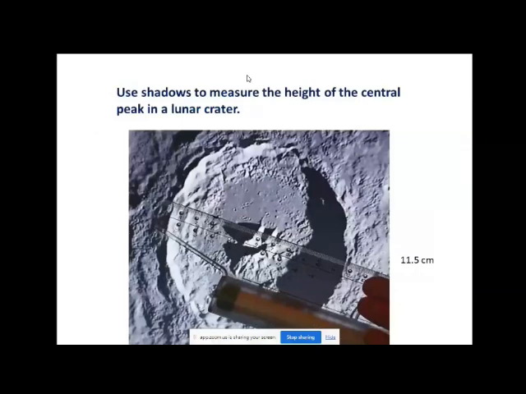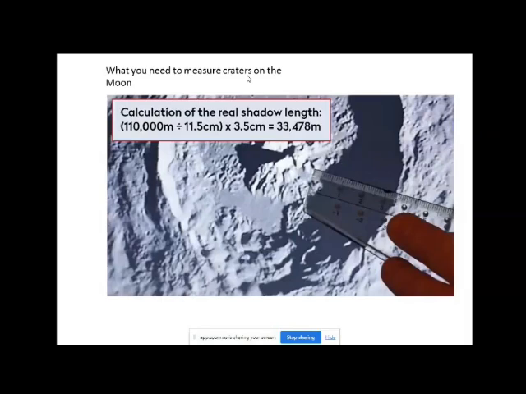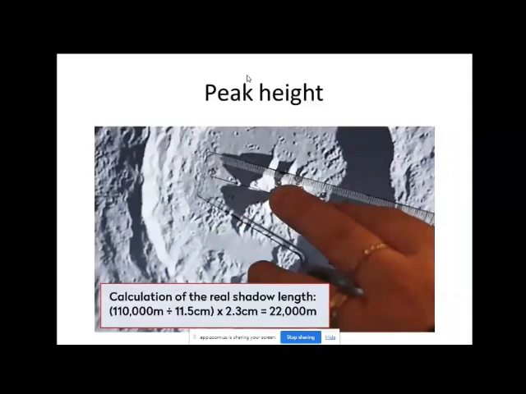There will be a crater. Actually, this is not my image. The image is published in BBC Sky at Night magazine, so thanks to BBC Sky magazine. The crater length measured with the ruler is 11.5 centimeters as displayed here, and the shadow is 3.5 centimeters. We can also measure the peak height, taking the shadow of the peak as 2.3 centimeters.